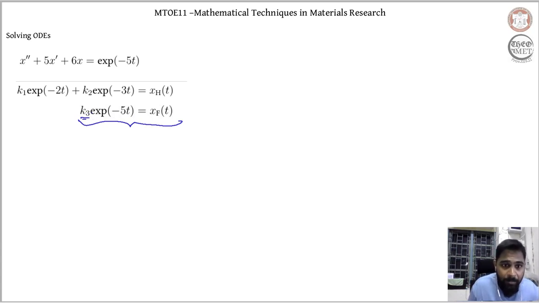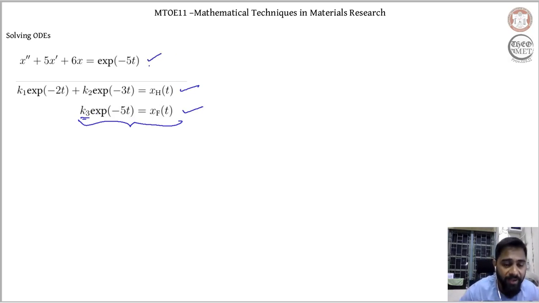Now, when I am able to find this constant, then my solution will have three different terms: two speaking of the homogeneous component that has already been solved here, and one that talks about the influence of the forcing term. Now, when I am able to find this K3, then I have brought in the influence of the forcing term, thereby solving for this entire non-homogeneous ODE.